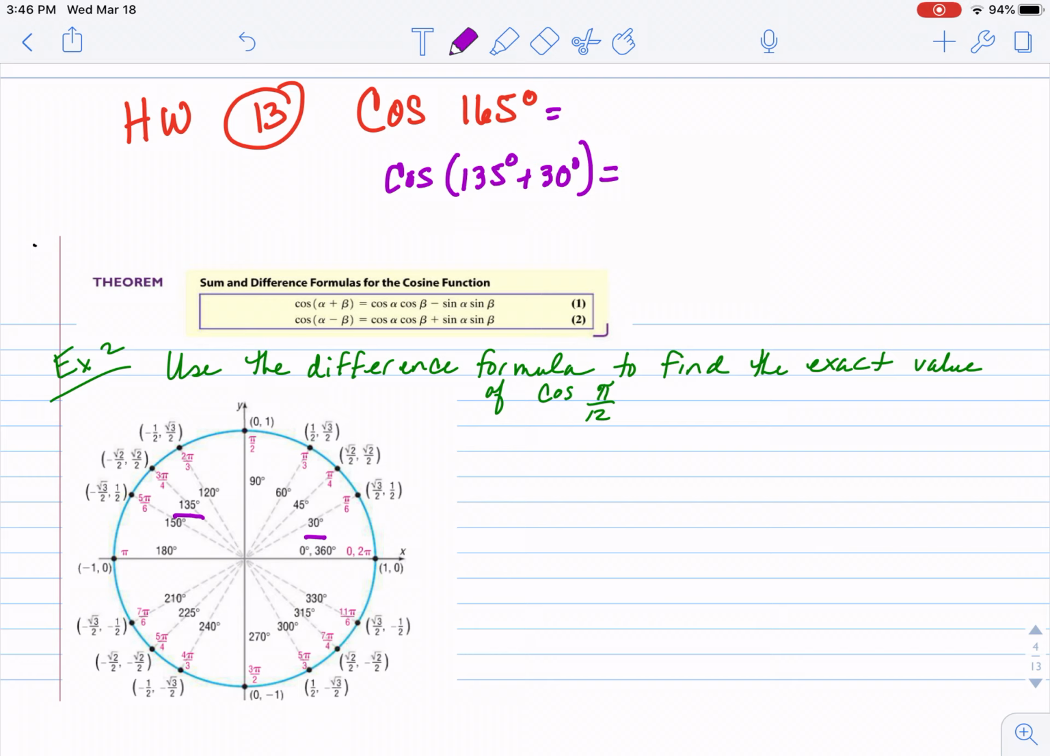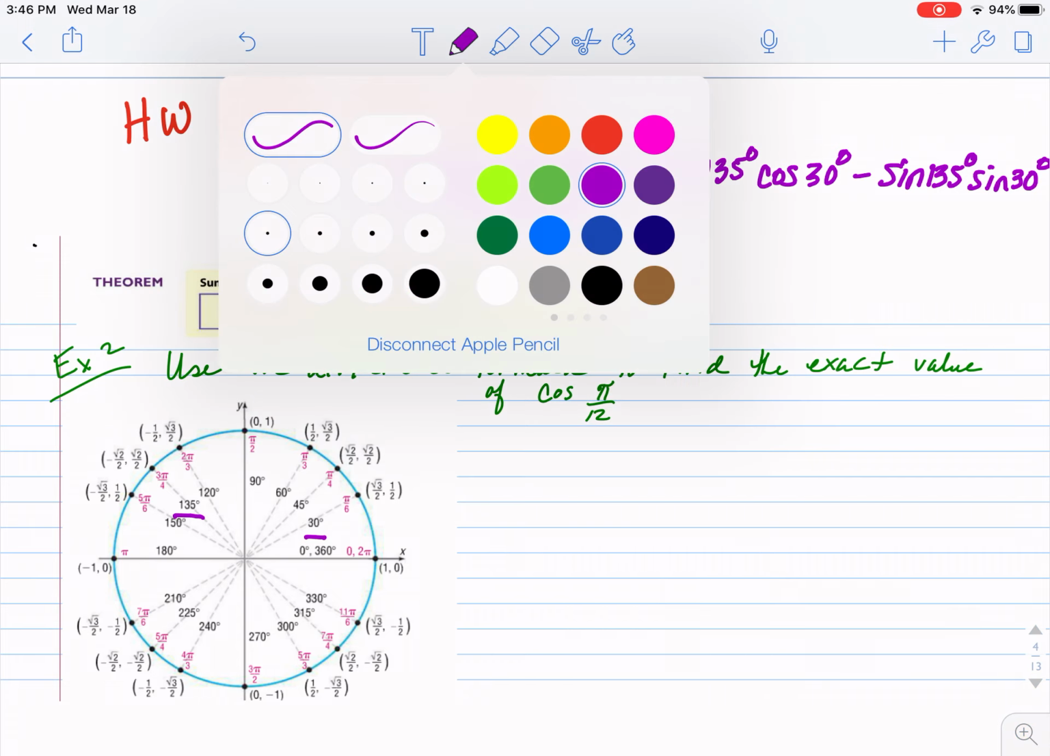All right. If I am adding two things, that is me doing this first formula because I'm adding alpha plus beta. In this case, my alpha is 135 and my beta is 30. So now from there, that equals the cosine of alpha, which is 135, times the cosine of beta, which is 30, and then it's minus the sine of alpha, which is 135, times the sine of beta, which is 30. Now from there, I just have to sub in what these things are.